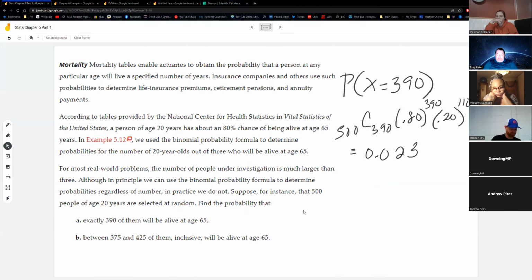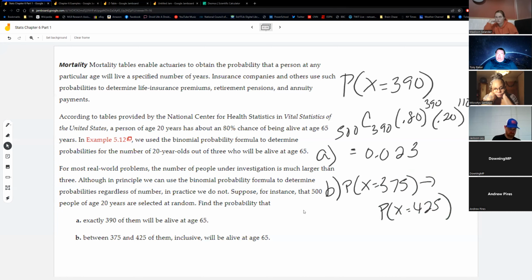All right, so that was A. That we can do. B wants us to find all the ones from X equals 375 all the way through X equals 425. So we would have to do what we just did there 50 times.